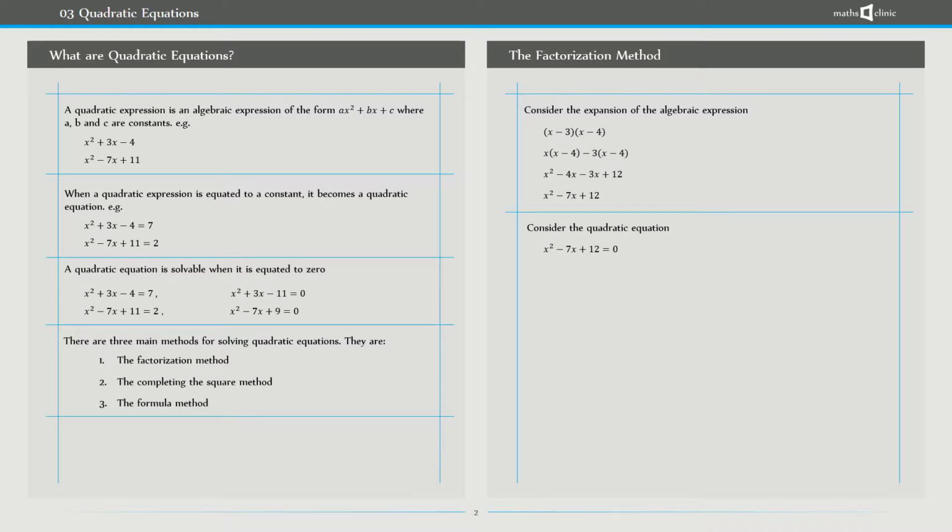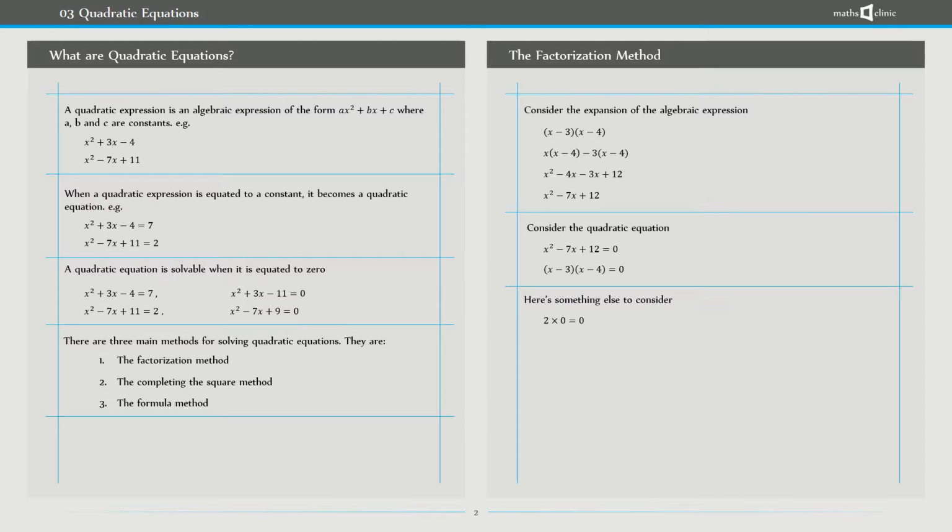Now, if you look back at the expansion we just did, we're able to identify that x minus 3 multiplying x minus 4 is the same as x squared minus 7x plus 12. So it tells us that if you have a quadratic equation, x squared minus 7x plus 12 equals 0, you could write that out as x minus 3 multiplying x minus 4 equals 0. Okay, that's all you need to know for now. Very simple.